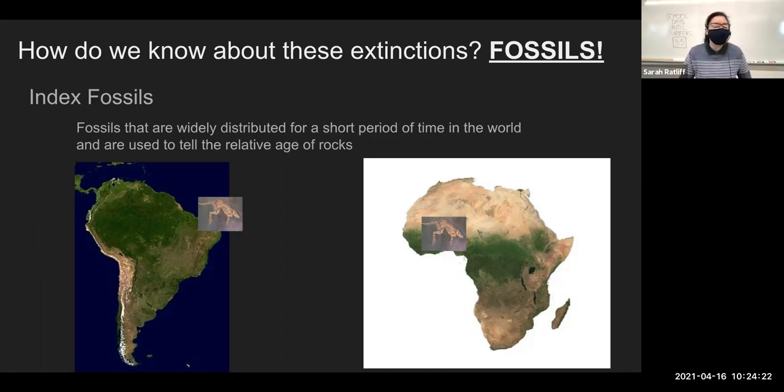So we don't know, maybe this creature existed from here to here, and it's not very helpful in figuring out how old other fossils are compared to that, because it lived for such a long time. Index fossils exist for a very, very short amount of time, maybe only 1 million years. So it's much easier to pinpoint where it occurs in the fossil record. And based on other fossils, how far we find them above or below that index fossil can tell us more about the relative age of that rock or fossil.